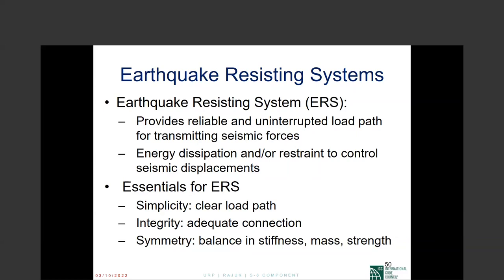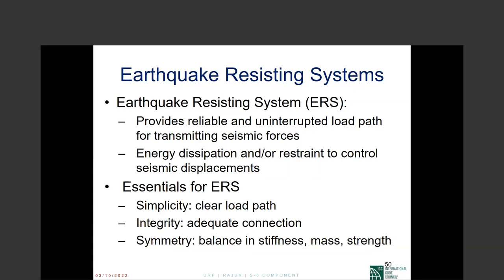You want to have integrity. That means that you want to have an adequate connection. Whether it was an integral connection or not, you need to know how the forces would flow from one element to the other one.